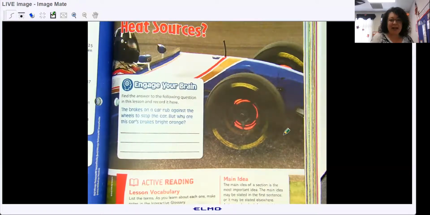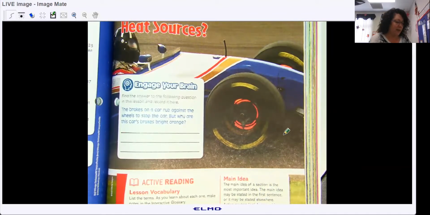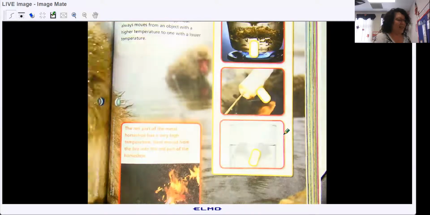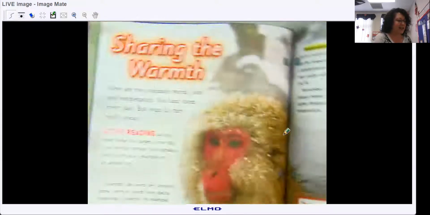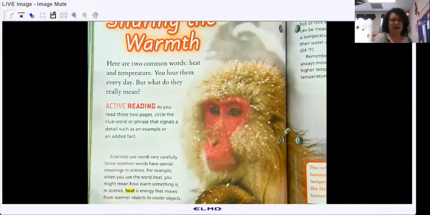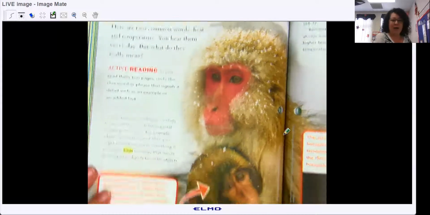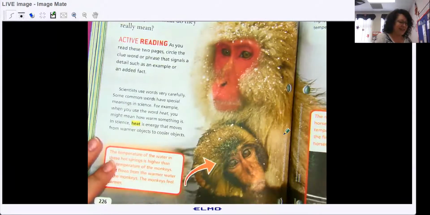All right, main idea again is what the section is mostly about, the most important idea. Active readers look for the main idea. Like we said last time, not just in reading, it's in all content categories. Sharing the warmth. Oh, so cute.